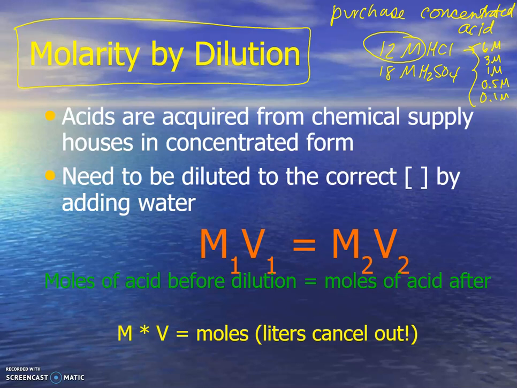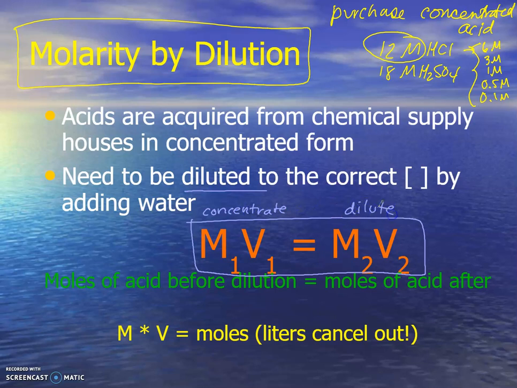Okay, so when we dilute them, we need to make sure that we follow this equation. M1V1 equals M2V2. And what I always like to put is one side we call the concentrated side, and the other side we call the dilute side. The concentrated is kind of like the before, and the dilute is what we get after.